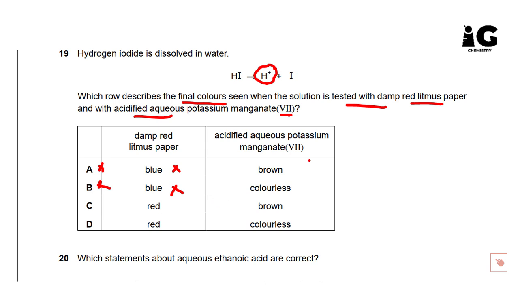Now let's check. When we add acidified aqueous potassium manganate, which is an oxidizing agent, remember this is an oxidizing agent because we have MnO4-, the manganate group. Because it's an oxidizing agent, it's going to be reduced to Mn2+. So again, this process is a reduction process.